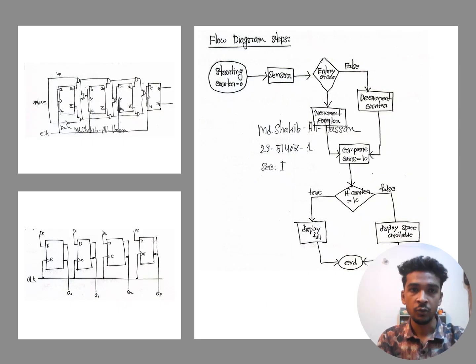Then we draw a flow diagram, which shows the operation of the car parking system in a clear and logical manner. It starts with detecting a vehicle at the entry or exit using a sensor, then processes the signal through the control logic. Based on the detection, the counter either increments or decrements. Finally, the system updates the display and controls the gate depending on the parking availability.